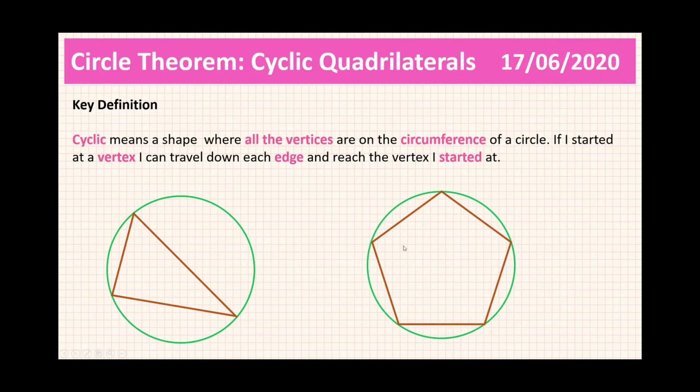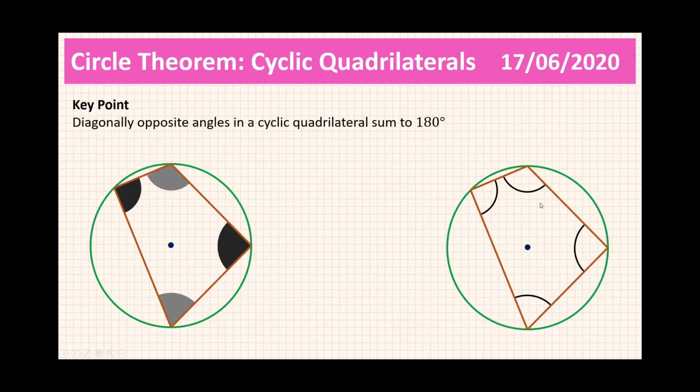So we need to know what the word cyclic means. It's a shape within a circle where all of the corners, vertices, are on the circumference of the circle, and we can travel along the edges and get back to where we started. So the one we're going to be looking at specifically is cyclic quadrilaterals. Now the circle theorem for cyclic quadrilaterals is that diagonally opposite angles in a cyclic quadrilateral sum to 180.